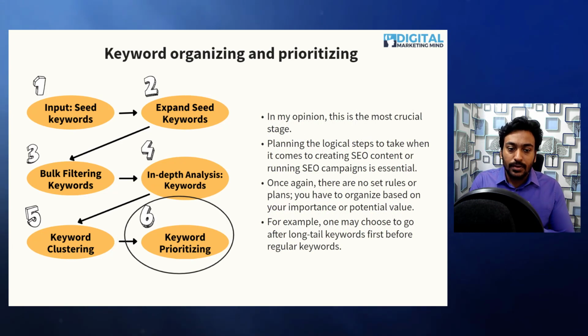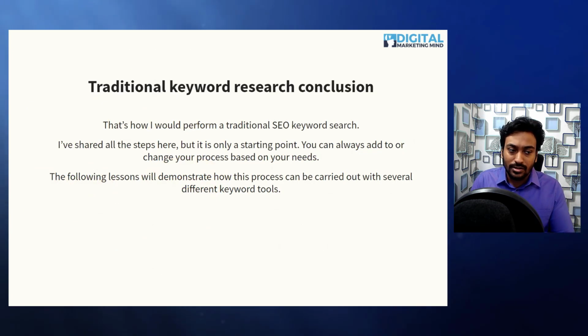And the last step is going to be organizing and prioritizing, where you have got all the keywords from the keyword clustering stage. Now we move on to the keyword organizing and prioritizing stage, where we are going to focus on, okay, which is the keyword which I'm going to focus on first, and what is the content which I'm going to write about. So you plan out all of this in the final step 6. So that is how we typically do a traditional keyword research.